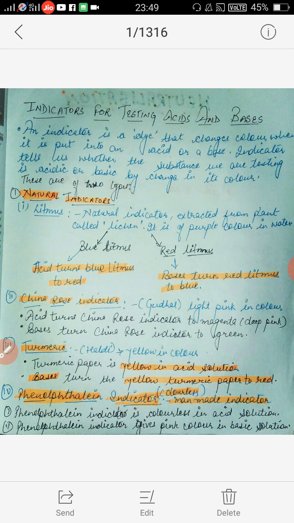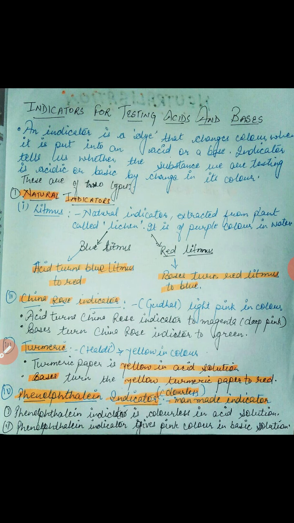So today we will study about indicators. What indicators are, how many types of indicators there are, and how we can use them. Children, indicators are basically used for testing acids and bases. I have told you what acids and bases are. To test whether a particular substance is acidic or basic, indicators are used.